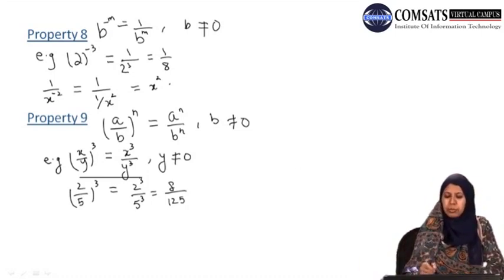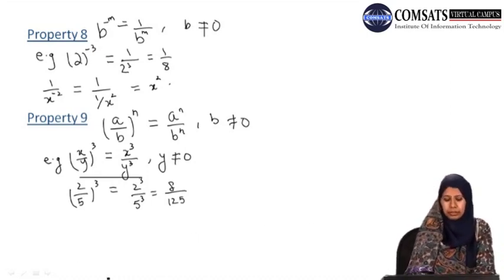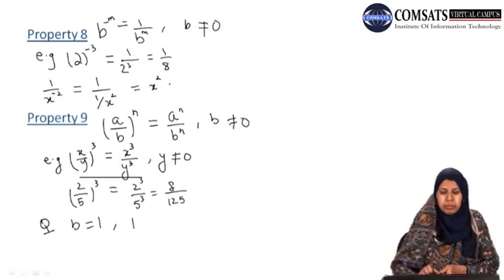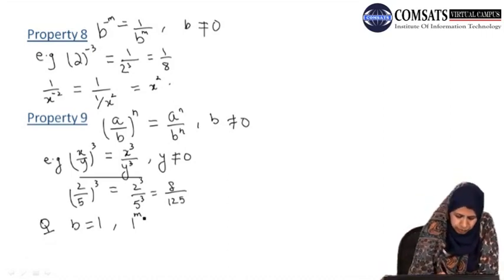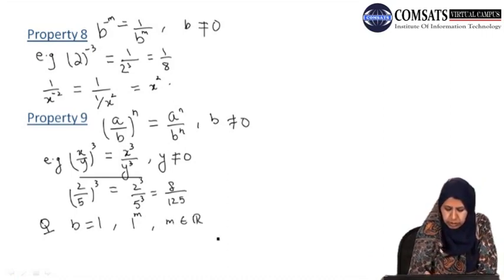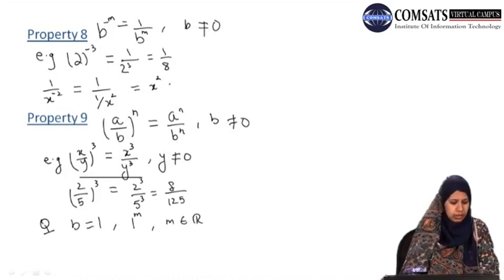Okay, up to now we have put the condition that b should be different from 0 whenever b is appearing in the denominator. But b can take any positive value. So a question arises: what happens when b is equal to 1, which means that we are reduced to 1 to the power m, where m is allowed to have any value from the set of reals, where m belongs to R.